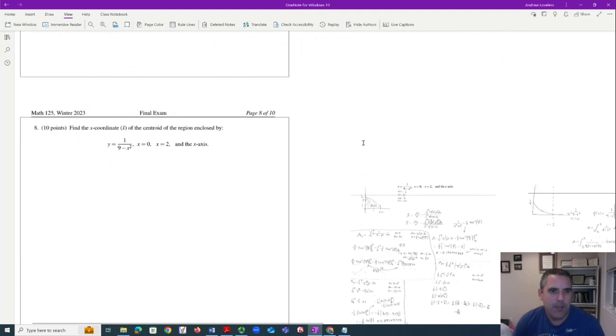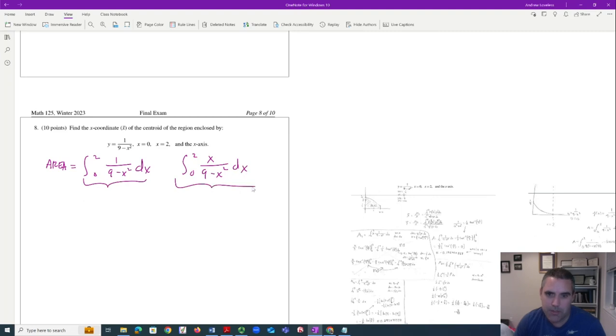I'm just trying that. X coordinate of the center of mass. You should realize immediately you have two things to do. One is to compute the area, which is the integral from 0 to 2 of 1 over 9 minus x squared. And the other is you're going to compute this integral. Same thing, but with an x on top. So this was an integration problem. You need to compute this. You need to compute this.